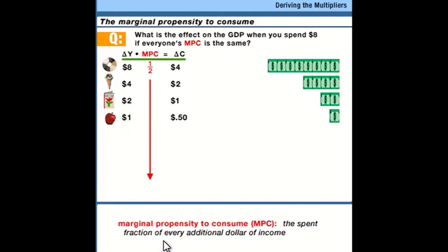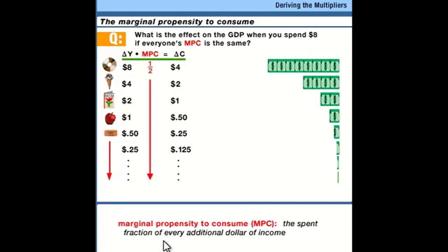Now look, we've got a geometric progression here. The first act of spending creates $8 worth of income. The second act of spending, the record store owner's choice, creates half that amount, or $4. The next choice creates half that amount, or $2, and the amounts get geometrically smaller at each stage.